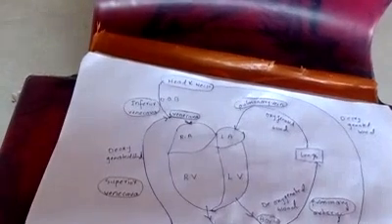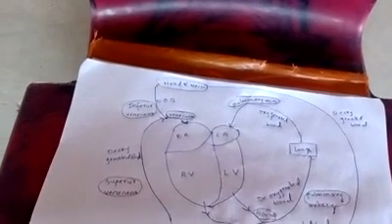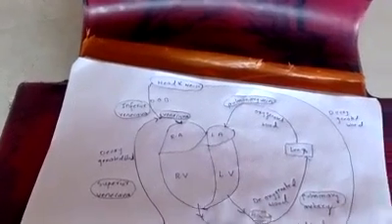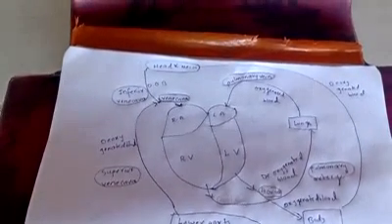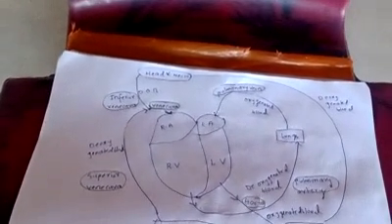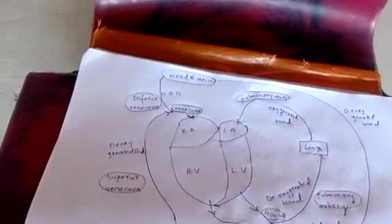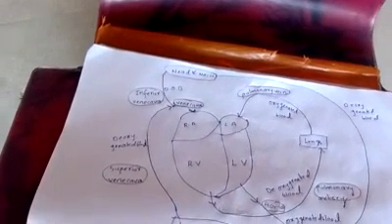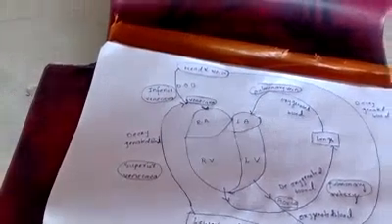Both this superior vena cava and inferior vena cava are joined together to form the vena cava. Finally, this vena cava enters into the right atrium of the heart.